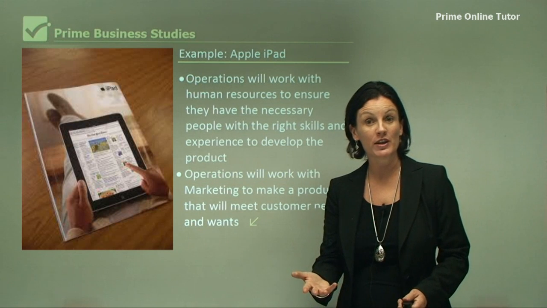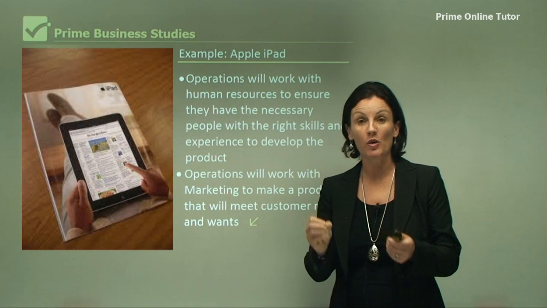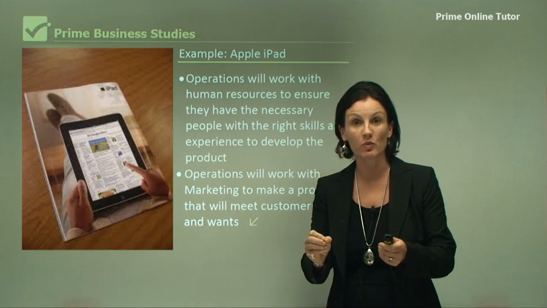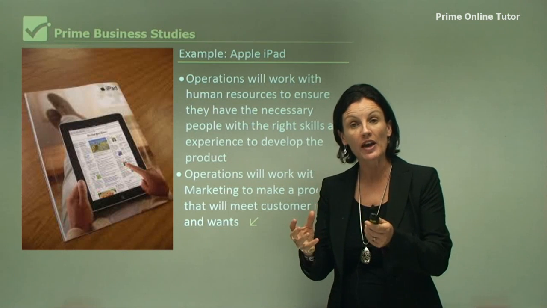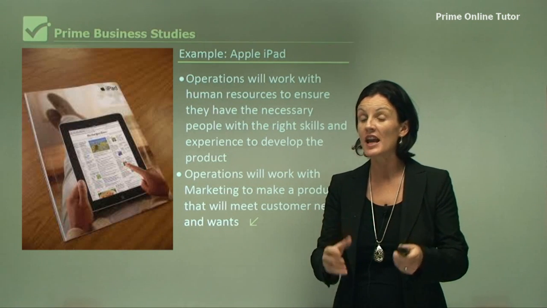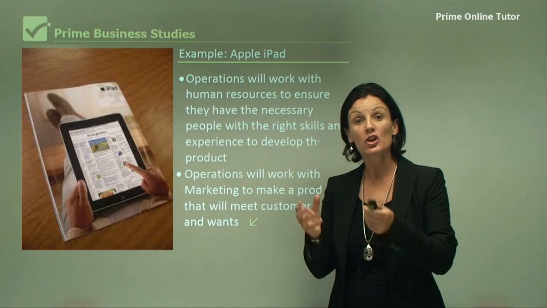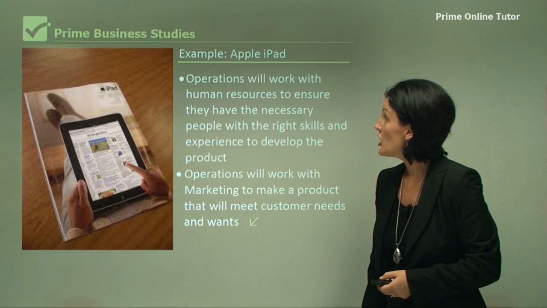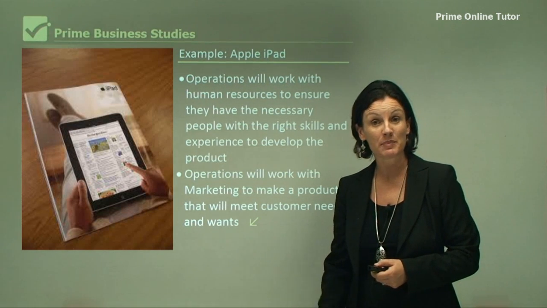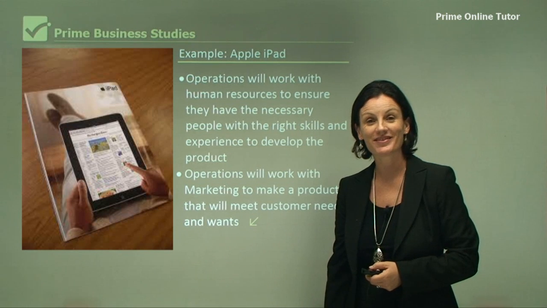As we mentioned recently, marketers will tell the operations function what the consumer wants. They've done the market research, they know how the consumer feels about previous products, and that will help the operations function to produce the iPad. So that completes our lesson on the interdependence of business functions.